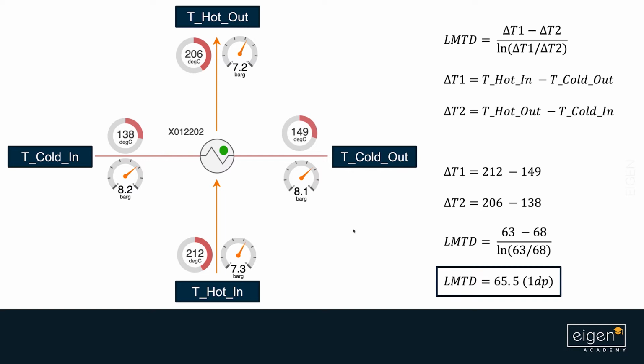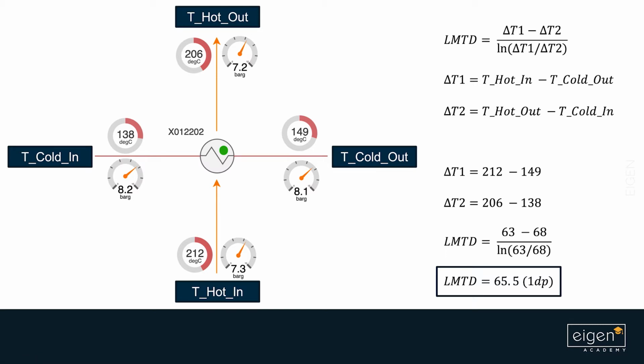So here I've taken a screenshot and added some labels to show you which temperatures we want to use in our calculation. We've got represented on the orange line, hot in and hot out values, and represented by the red line flowing from left to right, we've got our cold in and cold out. So plugging this into our equation, we can calculate T1, so that's 212 subtracted by 149, and T2 is 206 subtracted by 138, which gives us an LMTD of 65.5 to 1 decimal place.